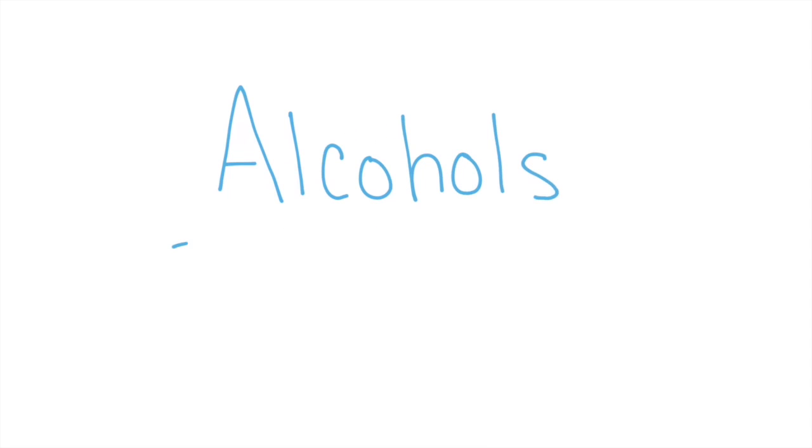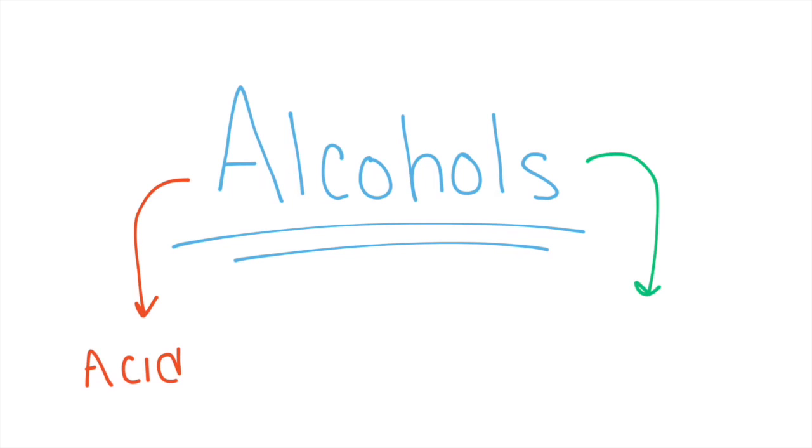Hi guys! Today I'm going to be talking to you about alcohols, but more specifically the acid and base properties of alcohols. So first off, let's just look at what an alcohol is. Alcohols are a carbon compound with at least one hydroxyl or OH group bound to them.